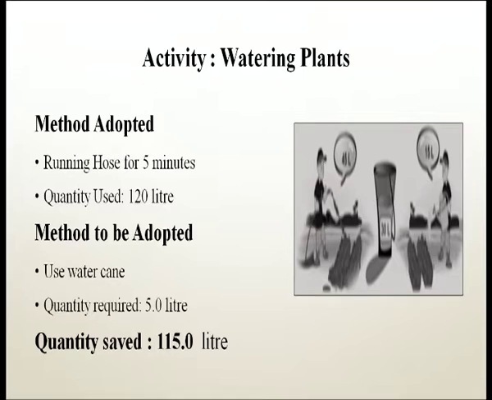Next is watering plants. Method adopted: running hose for 5 minutes. Quantity used 120 liters. Method to be adopted: use water can. Quantity required 5 liters. Quantity saved 115 liters.